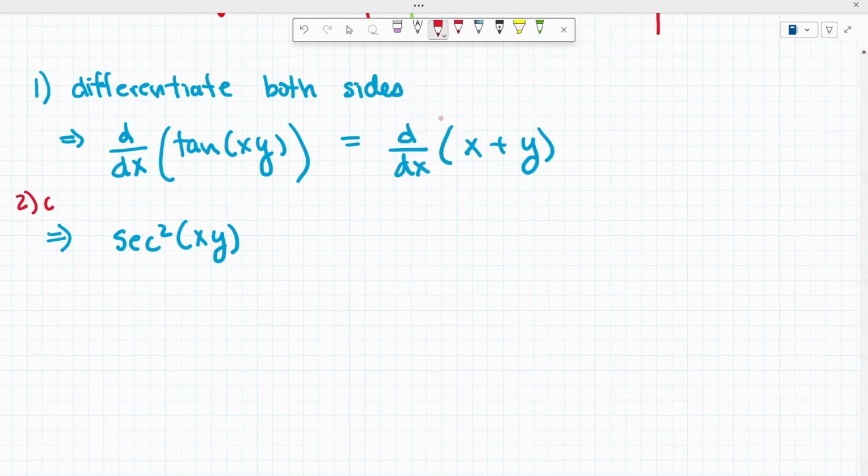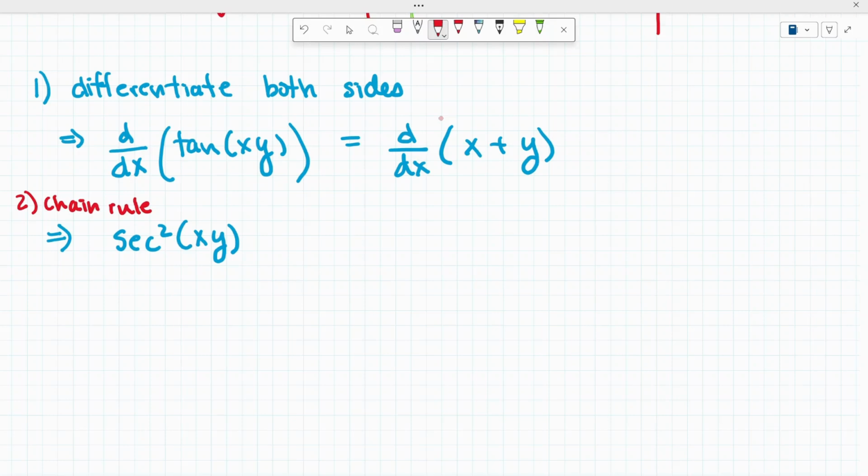We want to use chain rule when we're taking the derivative of y. So here we know that y is our dependent variable, so we have to multiply the derivative by dy over dx when we see this y value. So what does that mean?